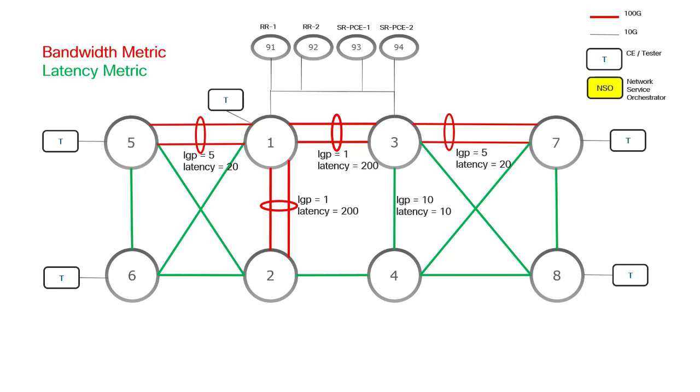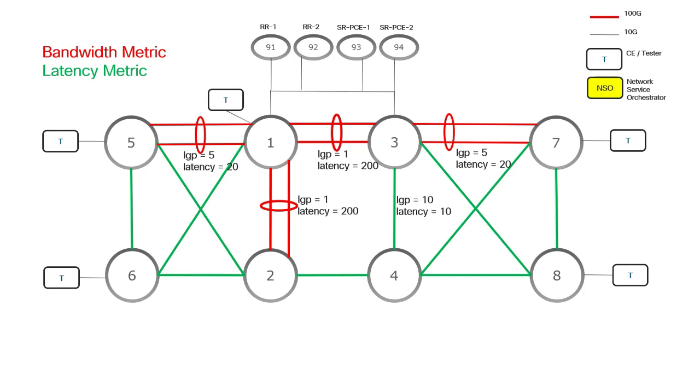Let's check our topology here. The red link will be the bandwidth preferred topology, while the green link will be the latency preferred topology. So we have differentiated the metric: the bandwidth metric is based on the IGP cost, and the latency metric is based on the TE metric. At this moment, the TE metric is defined statically per link.